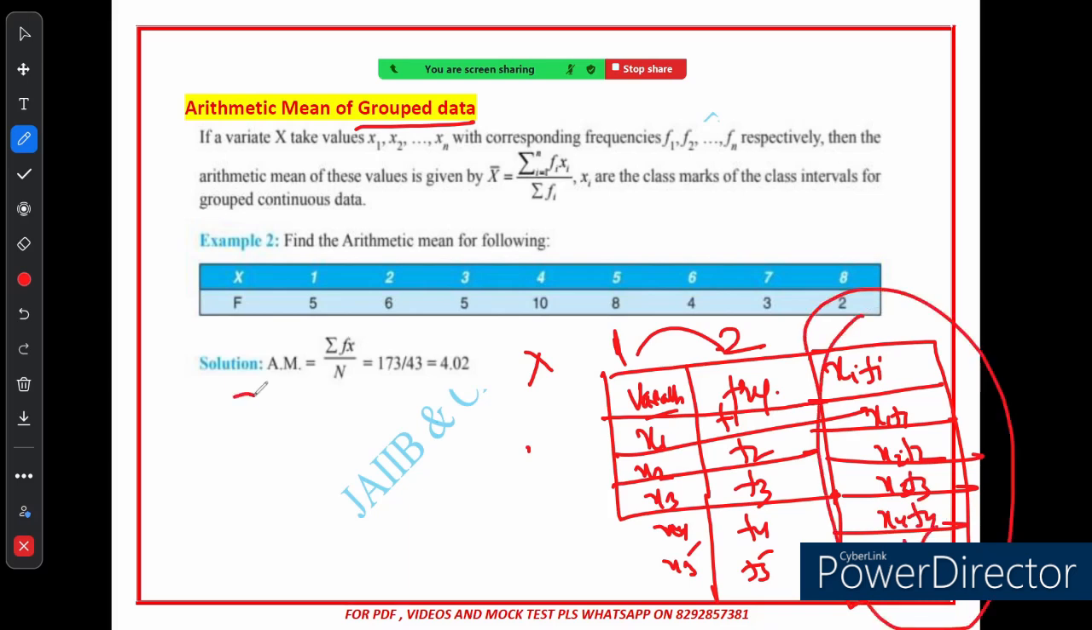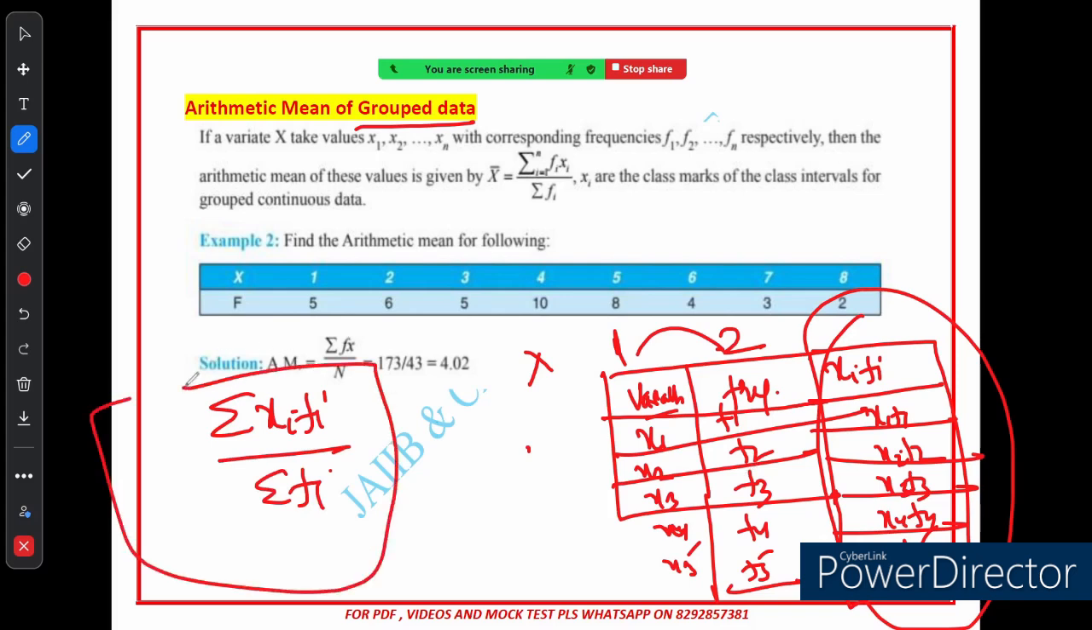Now you add all of these. So can't we write it like this? Summation of xi fi divided by summation of fi. This is what you will get. I will provide an example to make it clearer. So this is the classical formula for calculating the arithmetic mean of grouped data: summation of xi fi, i equal to 1 to n, upon summation of fi, right? Now one more thing you should remember.